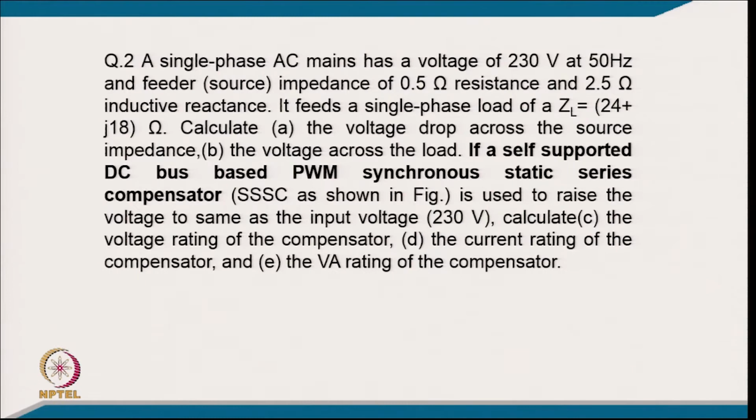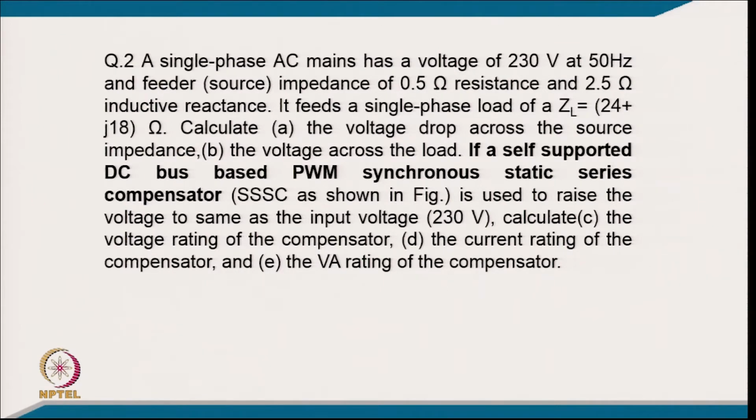So, coming to the second example, a single phase AC mains has a voltage of 230 volt at 50 hertz and a feeder impedance of 0.5 ohm resistance and 2.5 ohm inductive reactance. It feeds a single phase load of ZL equal to 24 plus j18 ohm. Calculate the voltage drop across the source impedance and the voltage across the load.